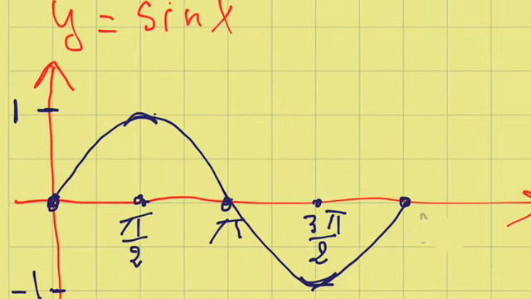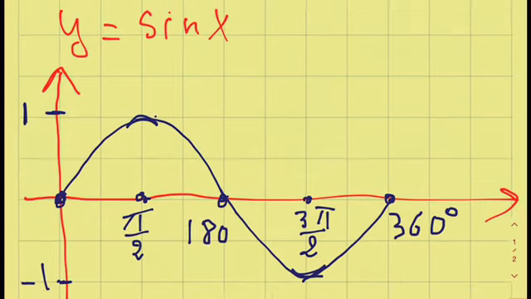You can get the same graph using degrees. So 2 pi in degrees is 360 degrees, and that's your period for the sine. And then pi is half of 360 degrees, which is 180 degrees. Pi over 2 and 3 pi over 2 are 90 and 270.